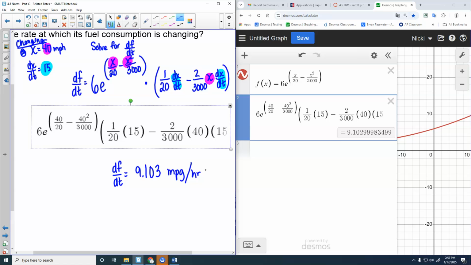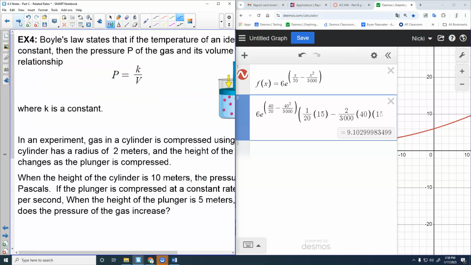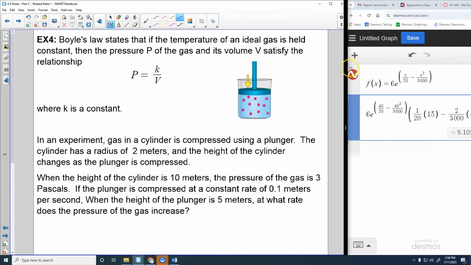Okay, a lot of these are complicated because the equation is complicated, but the related rates part of it is not like all that difficult. You just have to remember to put the dx dt's and df dt's. Okay. All right, we need to do a Boyle's Law problem because this is a good application that we have here.